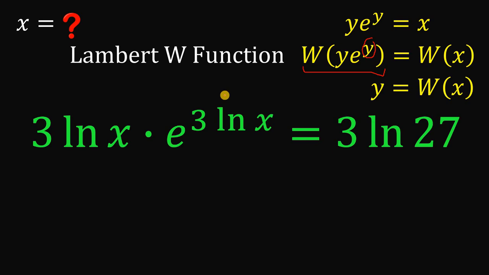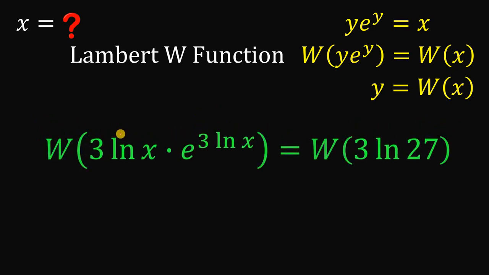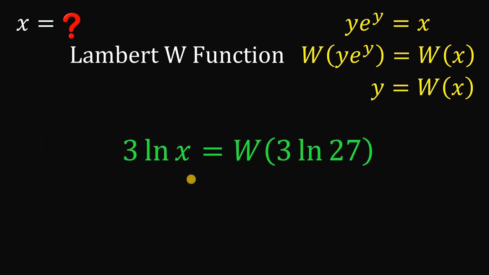So let's take the Lambert W function on both sides. Now, we have 3 times ln of x times e raised to 3 times ln of x. Therefore, the left-hand side of our equation becomes 3 times ln of x. And the right-hand side becomes Lambert W function of 3 times ln of 27. Now, our goal is to solve for the value of x. Don't forget that. So what we're going to do is to divide both sides by 3.